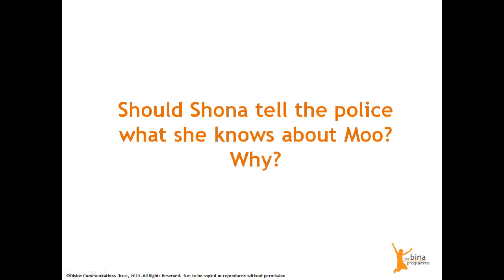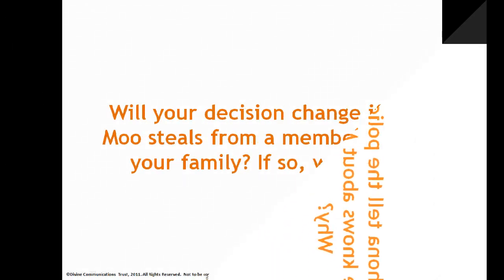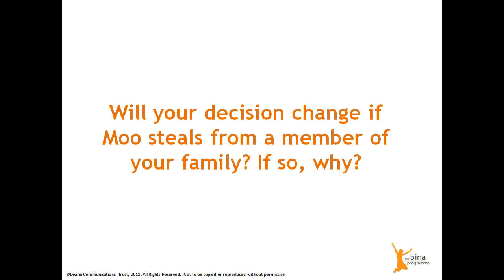The first question is, should Shona tell the police or not? I haven't included any answers here because there will be opposing sides of this debate, and that's fine. It's just important that you listen to both sides. The second question actually puts the first question into context, because will your decision change if Moo has stolen from a member of your family? If so, why? Also no answers given here, and you just go with the flow of what they're saying and sort of guide the discussion as you go along.